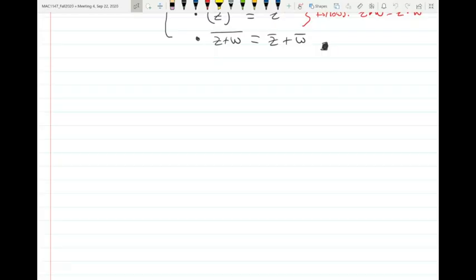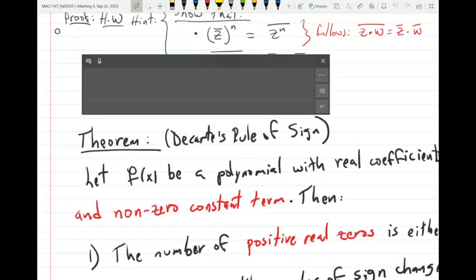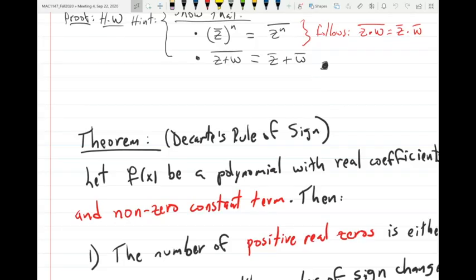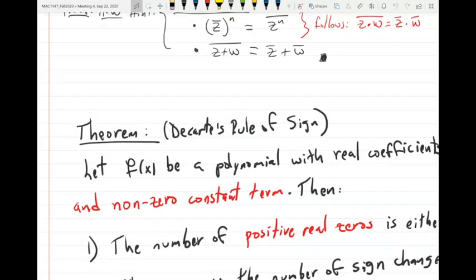So this one is called Descartes' rule of signs, and basically what this theorem is going to do for us is, this theorem is going to tell us, let's see, it was too big, I think. Let me fix it a little bit.